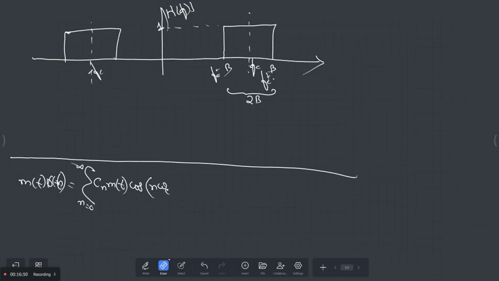So in that case, what are the changes going to happen here? This will be omega c. This will be omega c plus, if I say it as B hertz, how do you convert it into omega? 2 pi B, right? This will be 2 pi B. This will be omega c minus 2 pi B, okay? Accordingly, you change this. Have you understood this?